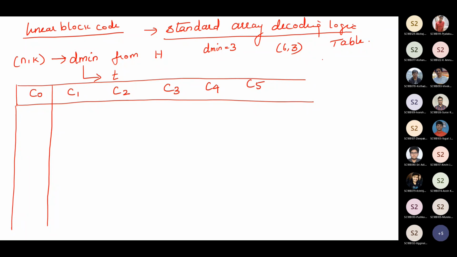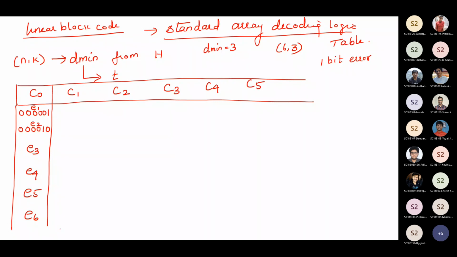So it means it can correct only 1 bit error. So you write here all the 1 bit error patterns. 0, 0, 0, 0, 0, 1 we call E1. Next, 0, 0, 0, 0, with the second position in error, E2. Similarly third position, E3, fourth position, E4, fifth position, E5, sixth position, E6. These are the 1-bit error patterns we have.